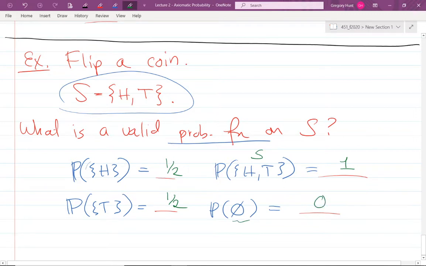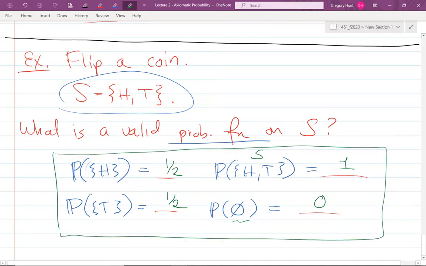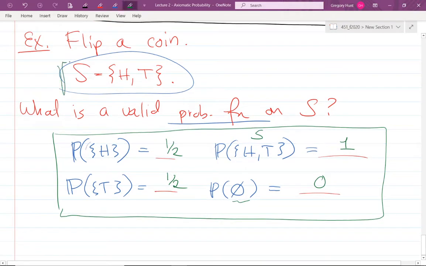So I've told you this is the probability function, right? A function just takes in subsets and spits out numbers, and that's a valid enumeration of a possible probability function on my sample space HT. The question I have is, is that a valid probability function? Does that satisfy my Kolmogorov axioms? Is this allowed?